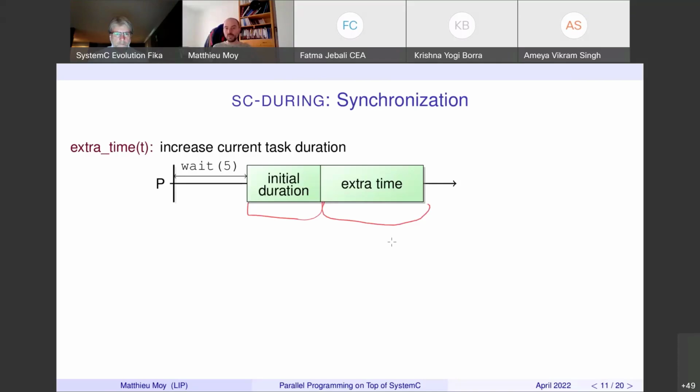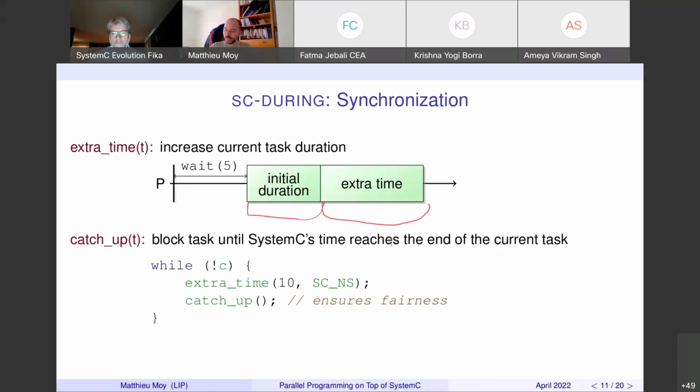This is typically used for a task which cannot be predicted in the beginning. You start a task, but you don't know how long the computation will take. You can start with a pessimistic duration, and you can increase the duration as the computation progresses. And if you use extra time quickly enough, you don't have to pay a costly synchronization because you know that your horizon of time will always be ahead of you, so you can still run without synchronization.